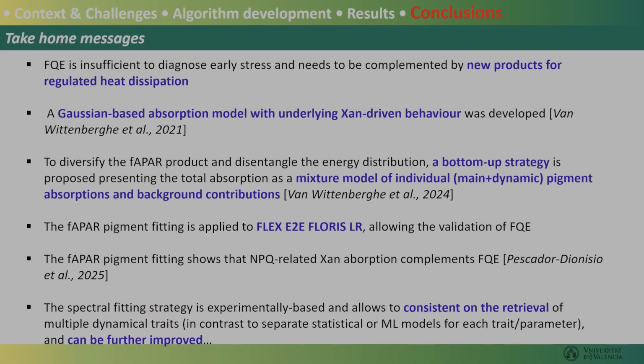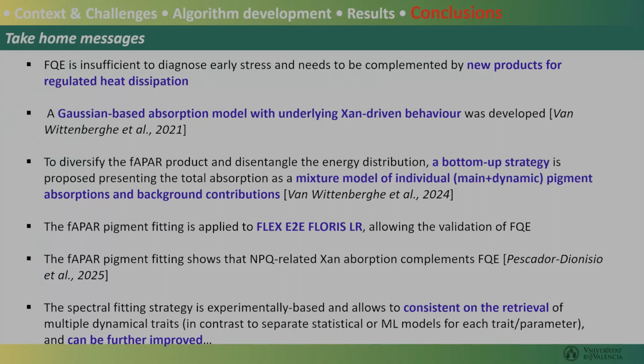So I come to the final conclusions and take-home messages based on this work. I tried to explain how FQE is not sufficient to diagnose early stress, and that we need new products that are able to quantify regulated heat dissipation. For that, a couple of years ago we built this Gaussian-based absorption model just for the PRI peak that has some underlying meaning in terms of true xanthophyll behavior. And we added that to the main absorption coefficients of chlorophyll A, chlorophyll B, etc., to be able to diversify the FAPAR product and distinguish the energy going to either absorption or energy dissipation.